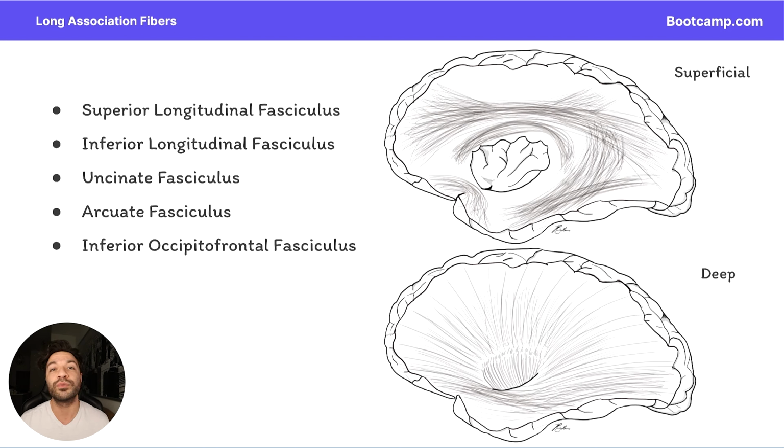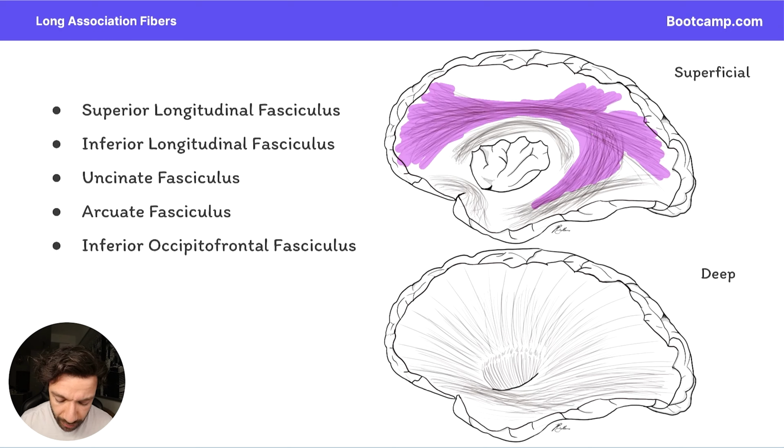So starting off first, we're going to have the superior longitudinal fasciculus. And like the name would suggest, it's superior and it's very long, very longitudinal. It's going to be connecting pretty much all the major regions of the brain. So it's going to be originating here in the frontal lobe. It's going to be connecting the parietal lobe, the occipital lobe, and the temporal lobe. So you can see this purple one right here. This is going to be that superior longitudinal fasciculus.